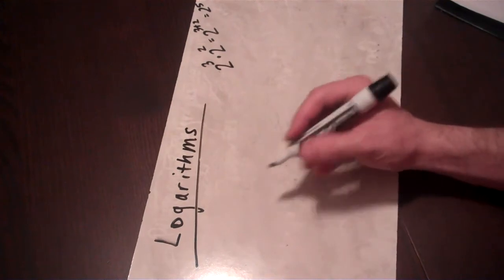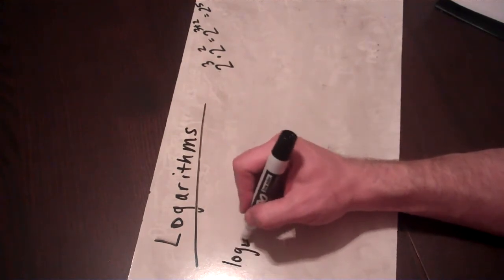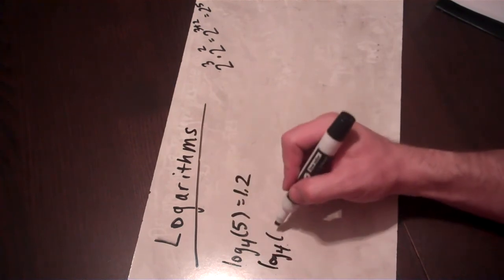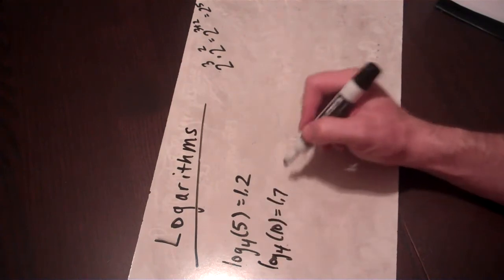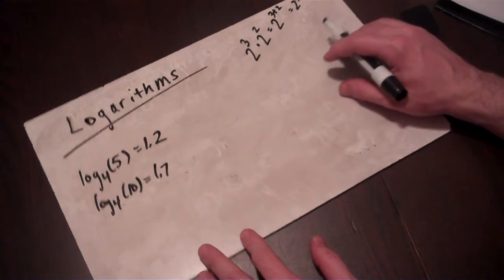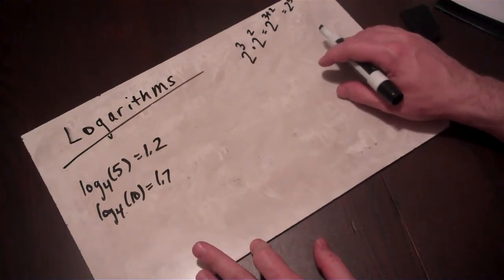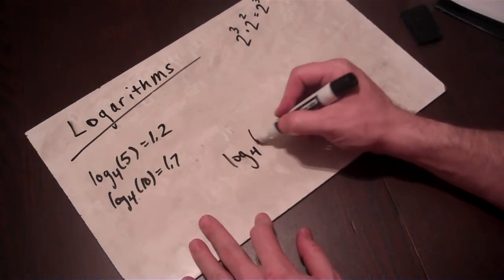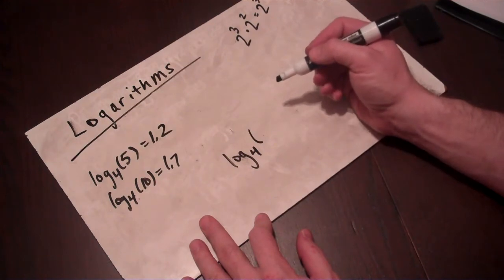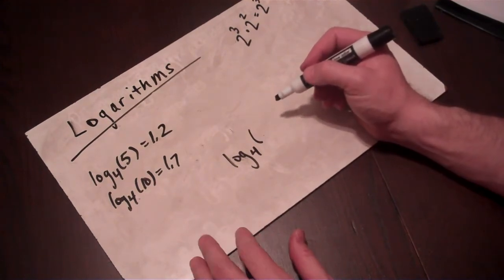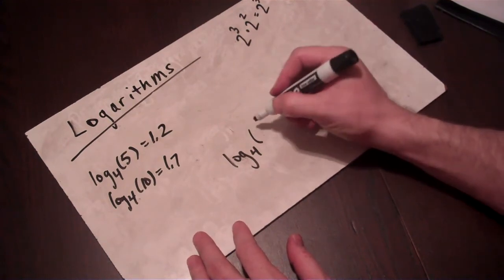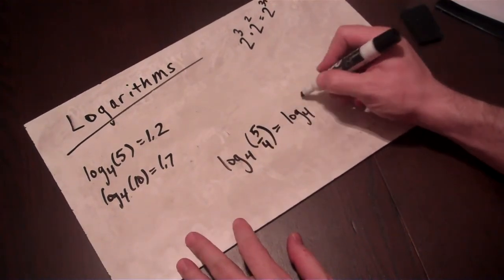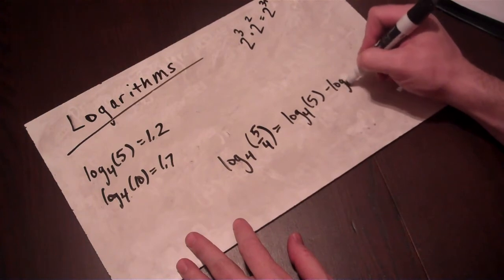Suppose someone told you that the log base 4 of 5 was equal to 1.2, and that the log base 4 of 10 was equal to 1.7. If somebody told you this, then you could try to figure out, let's say, what's the log base 4 of 5/4? Well, based on the property, this is the log base 4 of 5 minus the log base 4 of 4.